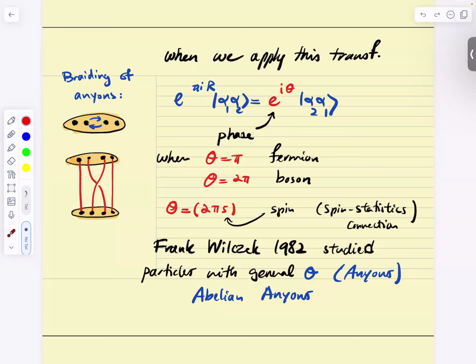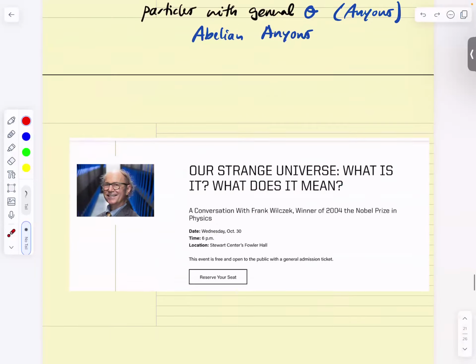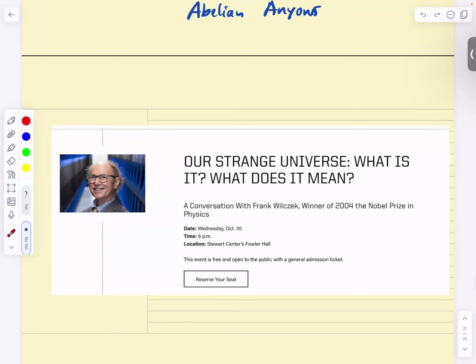In 1982, Frank Wilczek realized that this is allowed. Actually, it was known that this is allowed, but he studied this. Frank Wilczek is going to be here next Wednesday at 6 p.m. He's giving a talk. He won a Nobel Prize, not for this work, but for another work. He is prolific, and you have to register to go see the talk. It's a presidential lecture.